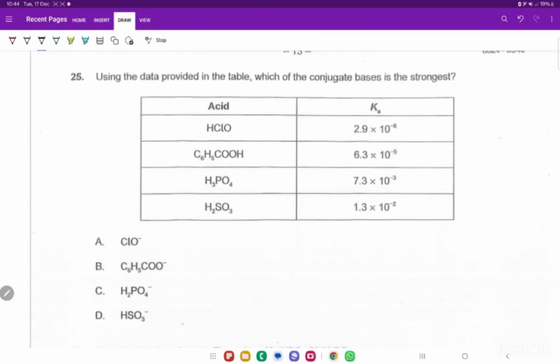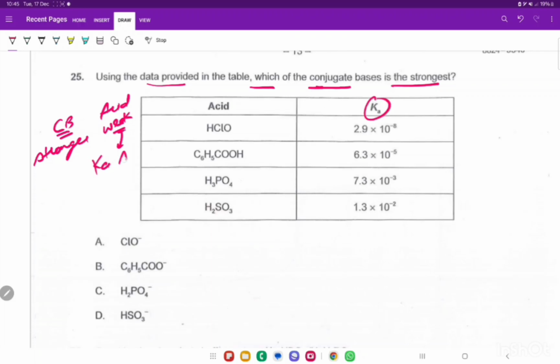Question 25. Using the data provided in the table, which of the conjugate bases is stronger? For a conjugate base to be stronger, its acid should be weaker. A weak acid forms a stronger conjugate base. And for an acid to be weaker, the Ka value should be small.